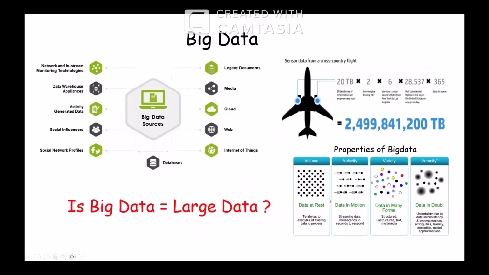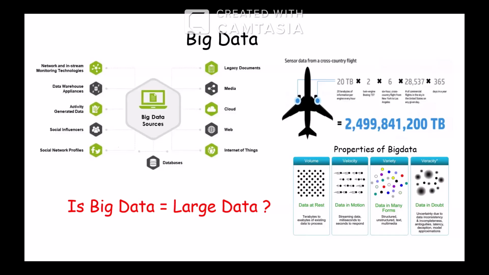So the third and the major one we always experience when it comes to the industrial use cases is actually the big data. When you listen to the word big data, we always think that it is all about the largeness of the data, right? Is big data equal to large data? It is particularly not true. Big data can be large data, but the other properties also can make a data big. So what are the other properties?